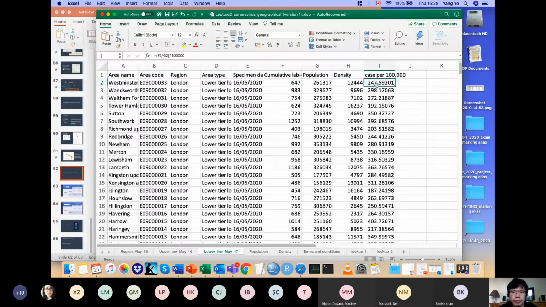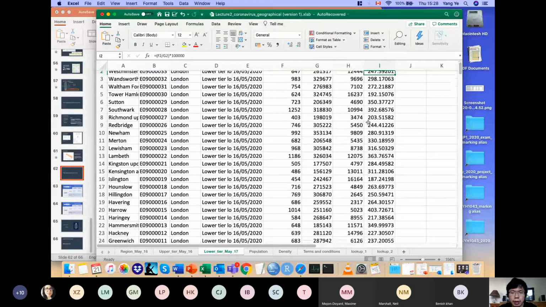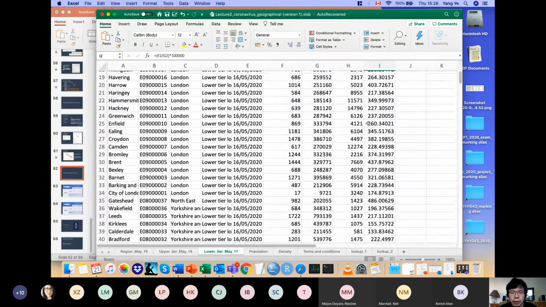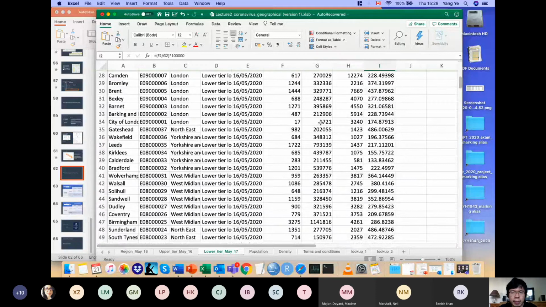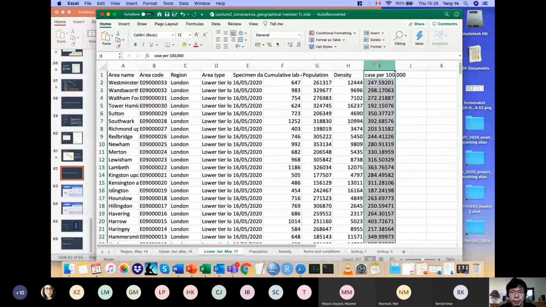So now we have cases per 100,000, which you can see is now affected less by the population, right? So for a population of 9,000, you still have 174, right? So this estimation has controlled for population. Cases per 100,000 is a better measure of infection, controlling for the population of the local authority.